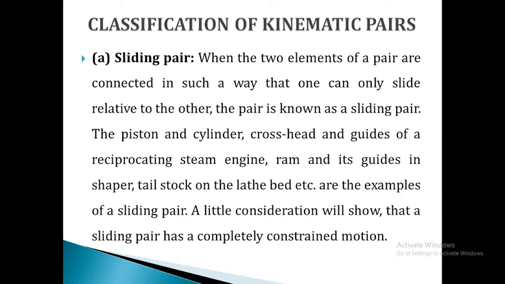Examples are first the piston and slide cylinder. Piston slides along the cylinder walls in an internal combustion engine or in steam engines. Crosshead and guides of a reciprocating steam engine. Ram and its guides in shaper machine. Tailstock on a lathe bed, etc. are the examples of sliding pair. A little consideration will show that sliding pair has a completely constrained motion.